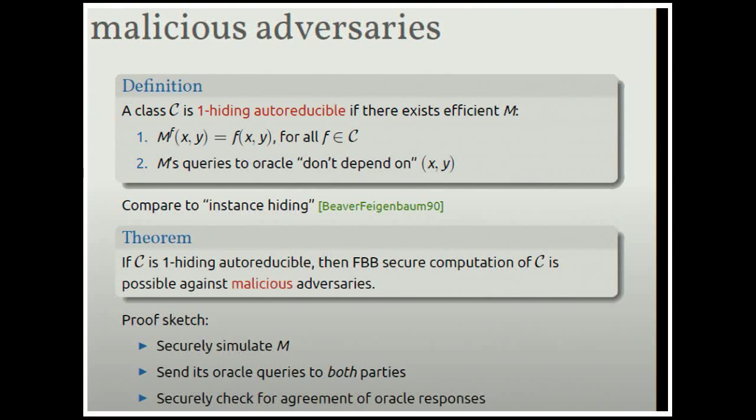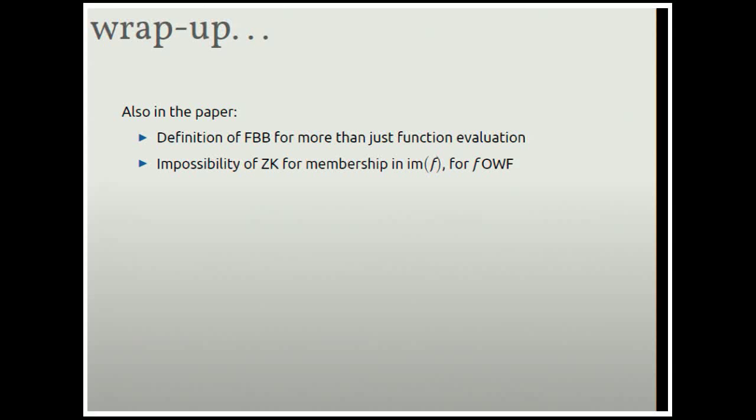There's a characterization for malicious adversaries. It's not a complete characterization, but look in the paper for that. There's a more general definition than what I've given. There's an impossibility result for zero knowledge. You can't prove something in zero knowledge where the statement is related to one-way functions, if you want that to not use the code of the one-way function.